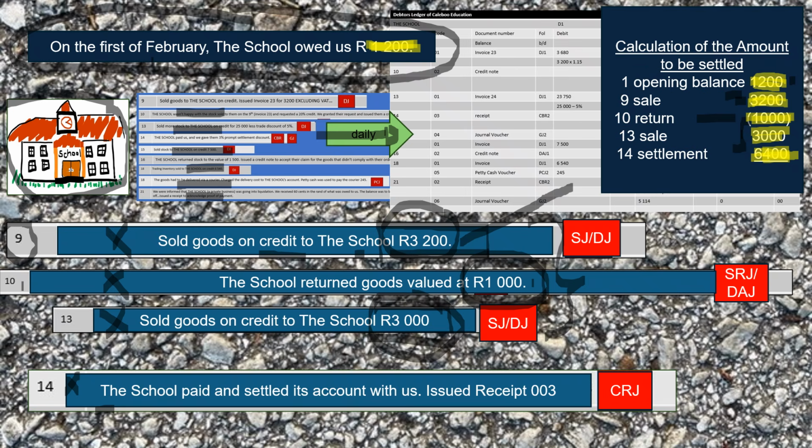The transaction says that the school settled what was owed, the full amount, so 6,400. So you're going to have to do this calculation by looking at all the transactions that relate to the debtor, in this case the school, and you're going to have to add all the credit sales and subtract the returns. Don't forget about the opening balance, in order to get the amount that was settled.